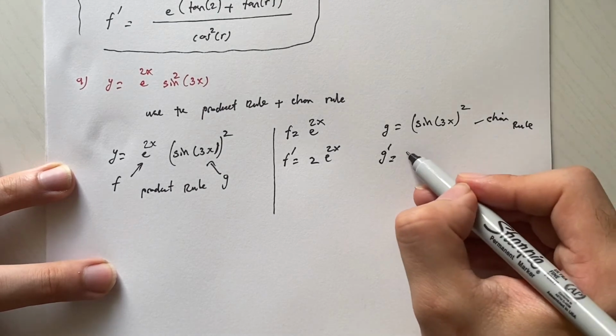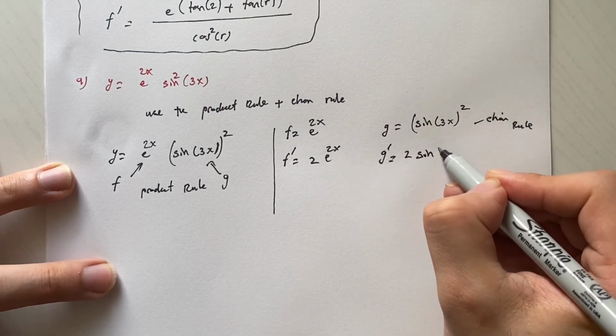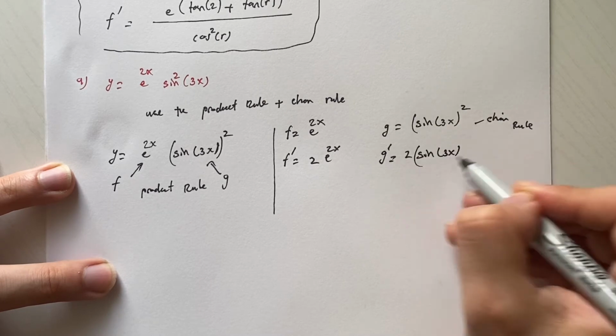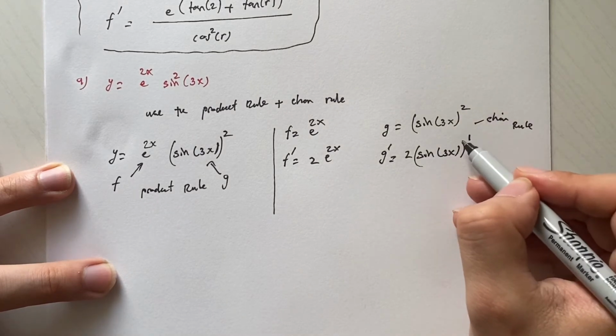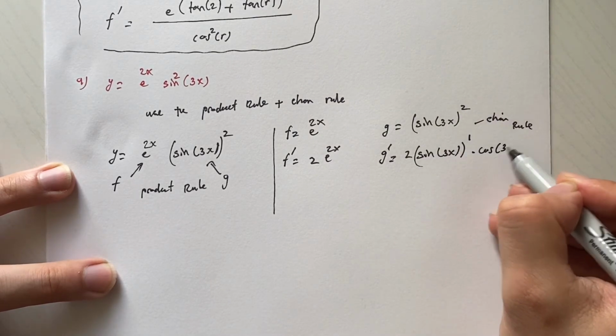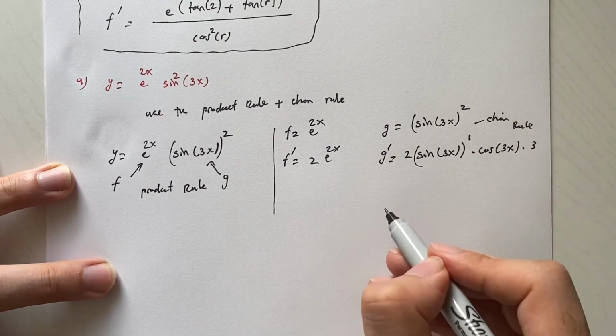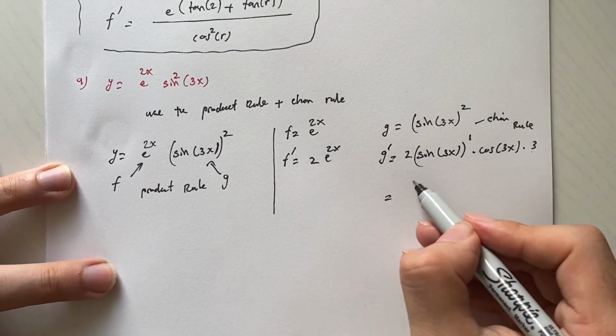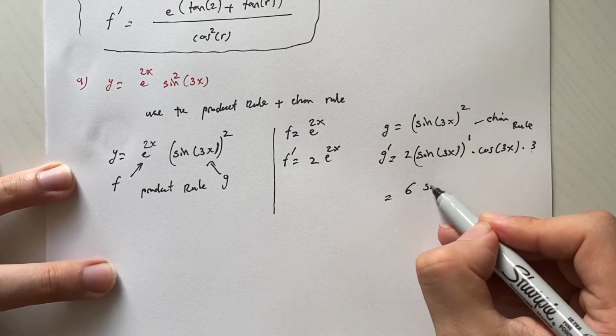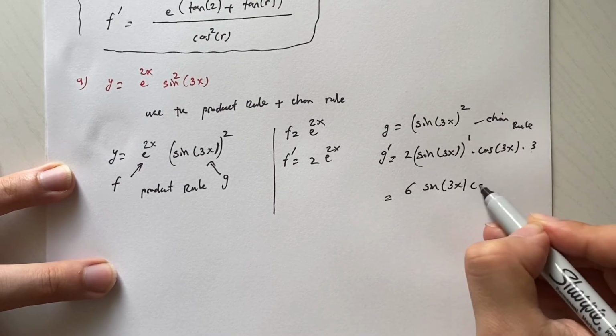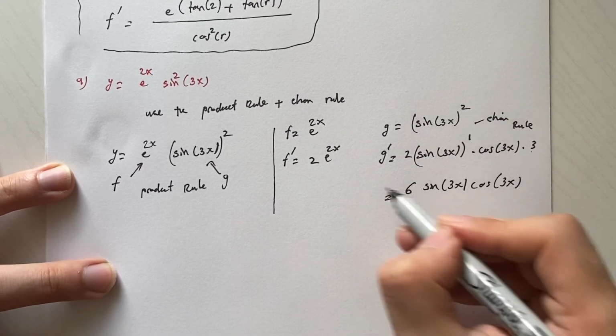First we will use the power rule, so 2 of sine 3x, and then the power is going to be 1 since it's subtracted by 1. And then the derivative of the inside is cosine 3x, and then again the derivative of the inside is 3. So 2 multiplied by 3 is 6, and then sine 3x cosine 3x.